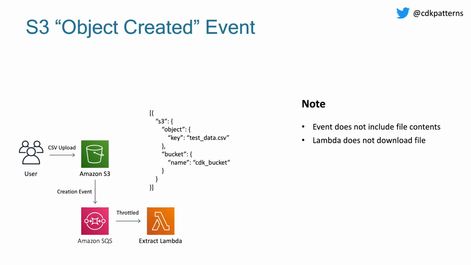After we upload our file to S3, an object creation event is sent to our SQS queue. We then have a throttle lambda subscribing to that queue. If you look at the JSON in the middle of the screen, that is a stripped back version of the message that is sent. Two things to note at this point are that the file contents are not part of the message and the Lambda does not download the file.